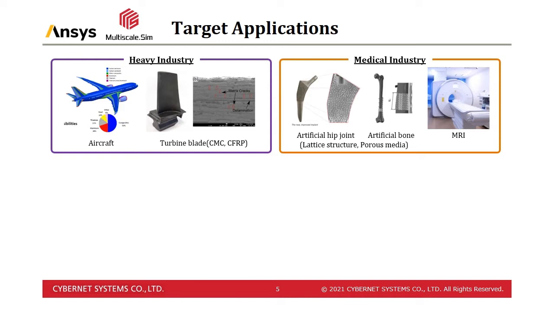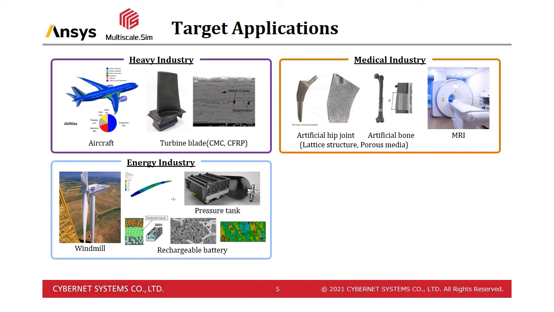Only biocompatible materials can be used for such applications, so engineers control stiffness by utilizing the lattice structure without changing the material. The energy industry also has many products that are composed of different types of non-homogeneous structures. Wind turbines use FRP to improve rotational efficiency. Sometimes pressure tanks are molded by filament winding using carbon fiber.